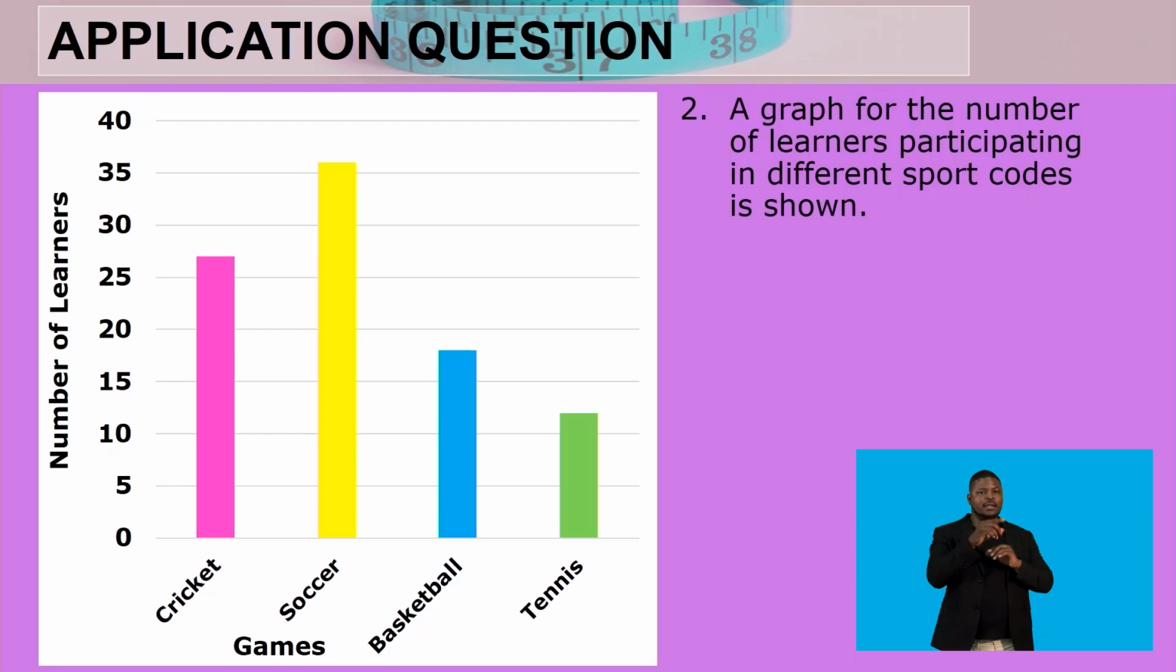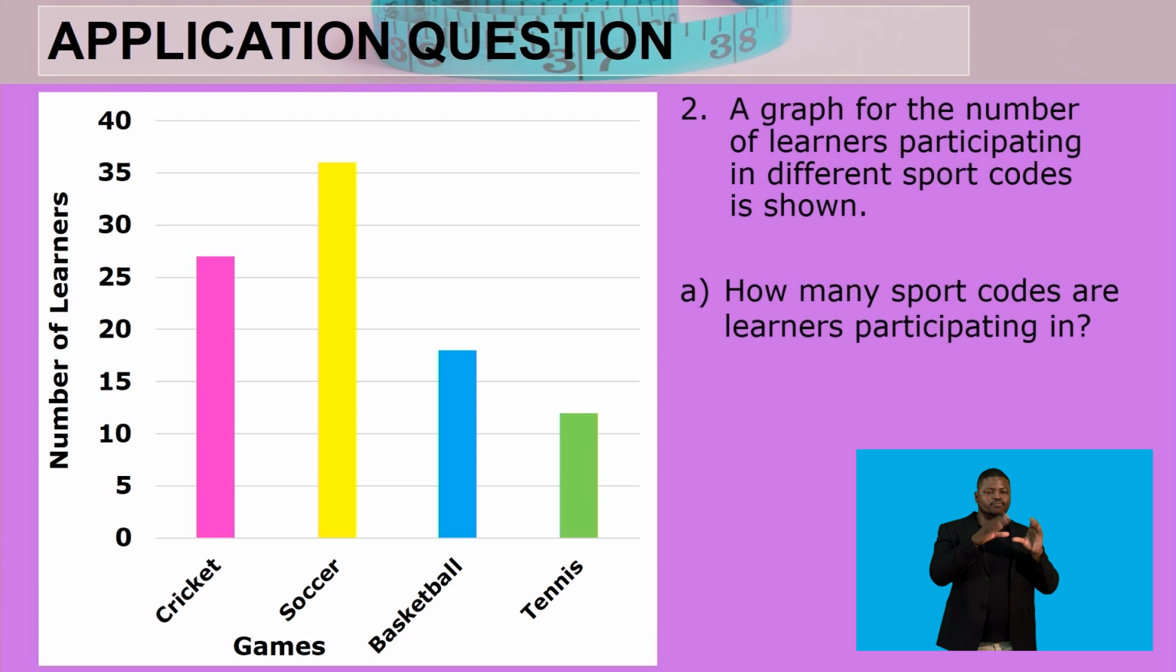Question 2 says, a graph for the number of learners participating in different sports codes is shown. So we are given a graph with the different sports codes and also the number of learners that are participating in each sports code. Question A says, how many sports codes are learners participating in? So we have to count the sports codes.